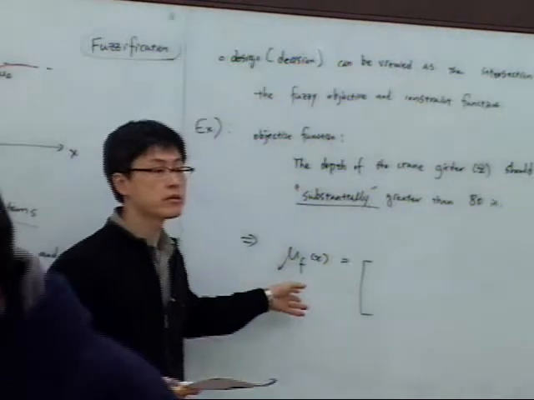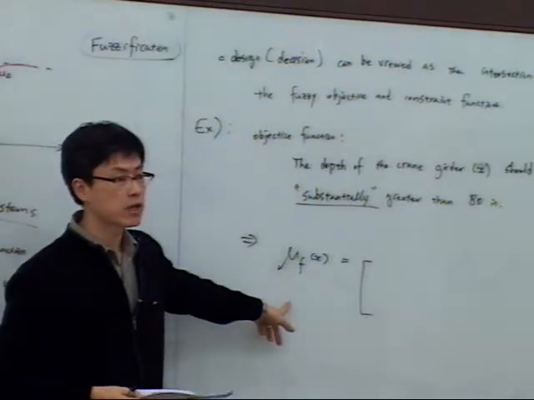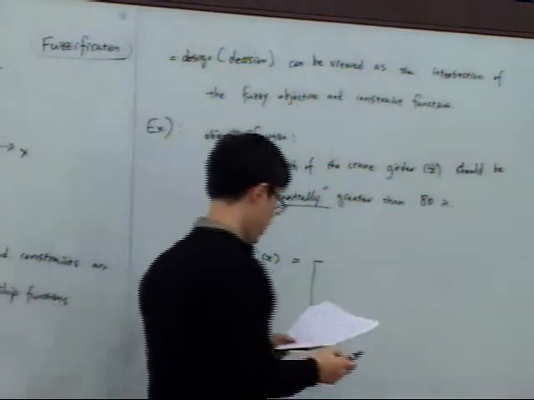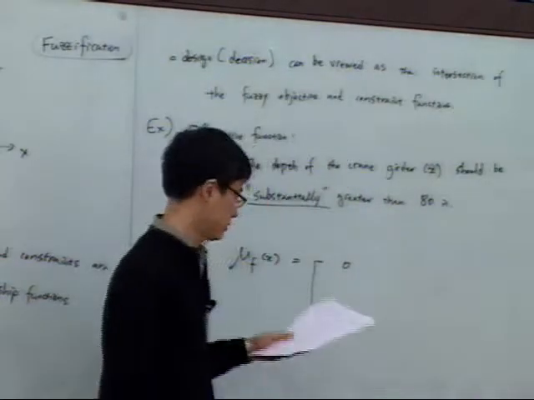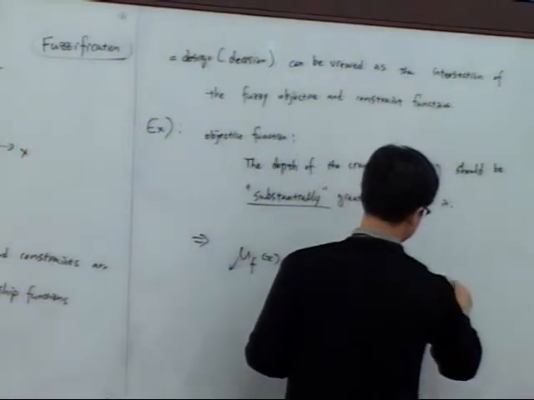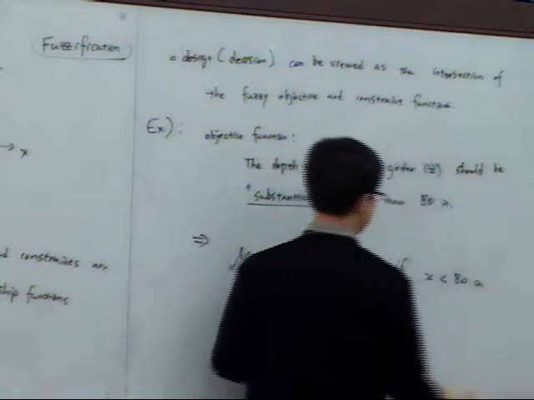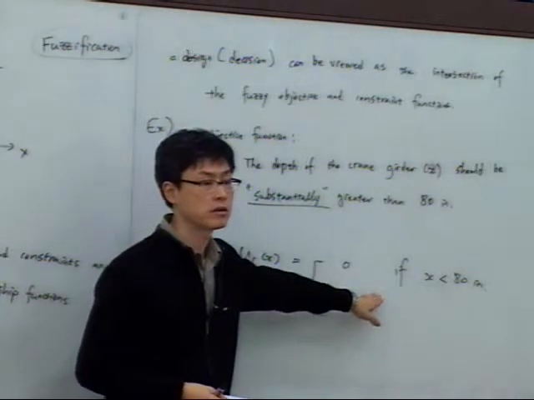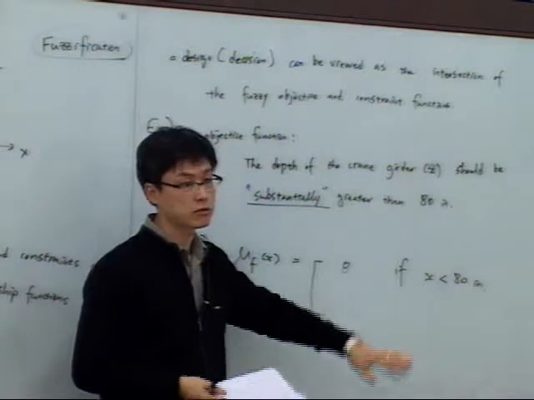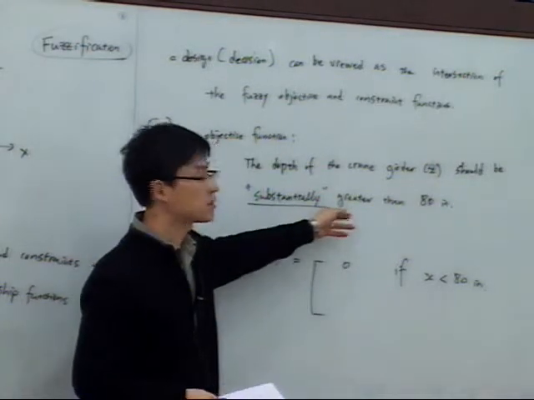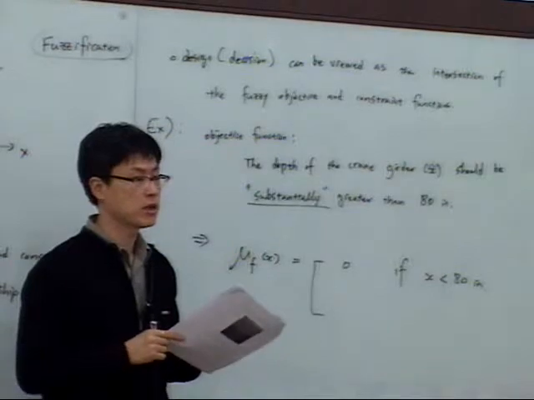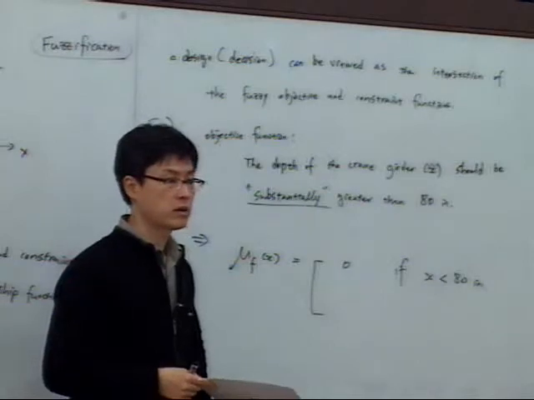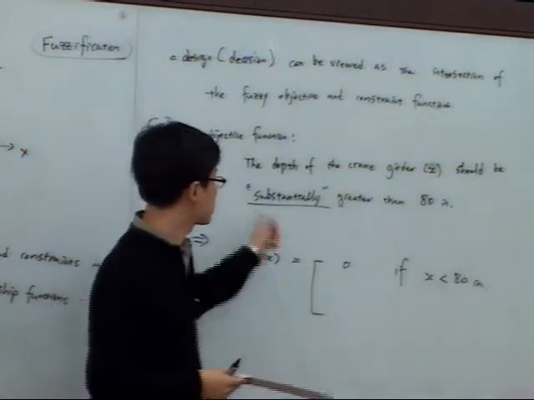And there is not a single and unique solution of fuzzification. It's up to you. Okay? So, if x is less than 80 inches, I will give a 0 valuation, which is not good in fuzzy system, right? The objective function requires it should be substantially greater than 80. So how can I model our membership function based on these two?